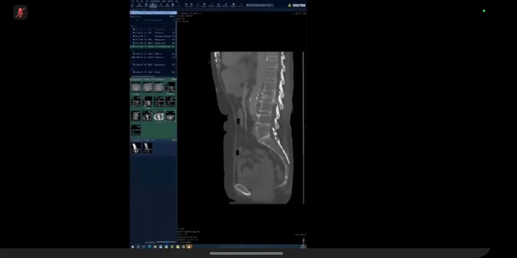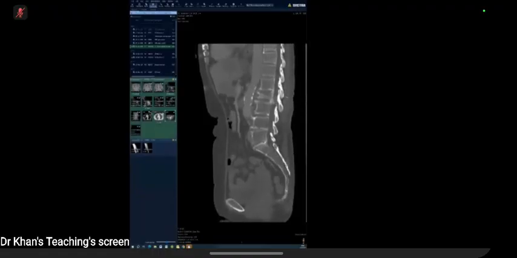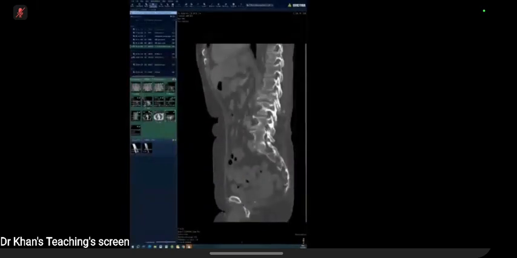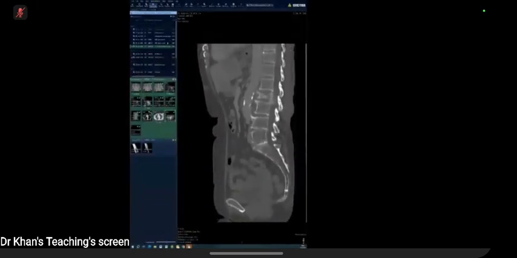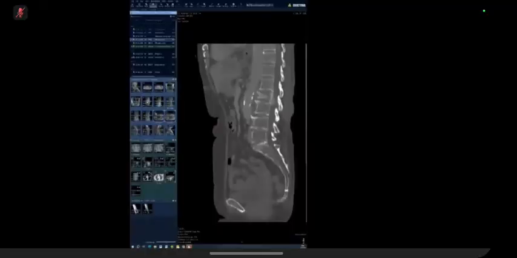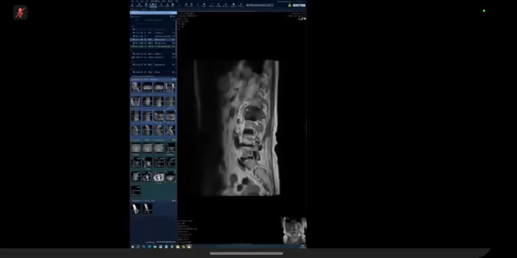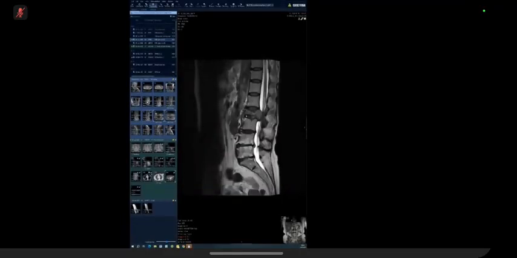And this one, if you had picked it, what would be the next step? MRI of the spine. MRI of the spine, yes, rightful. So what sequence would you like to see? T2 weighted sagittal. Okay. There you go.